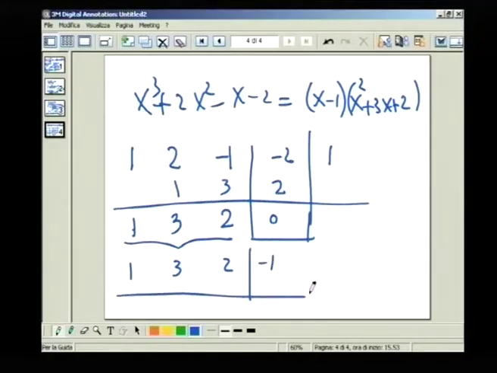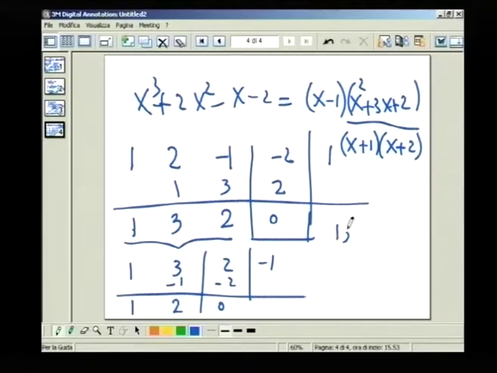And then you repeat the same thing. 1 comes here as it is. 1 times 1 minus 1 is equal to minus 1. You add them up, you get 2. 2 times minus 1 is minus 2. You put it here. And then you add up to 0. So it's true that now minus 1 is another root. So this can be decomposed into, again, x plus 1. And the remainder will be x plus 2. So you have now the roots: 1, minus 1, and minus 2. These are the three roots.